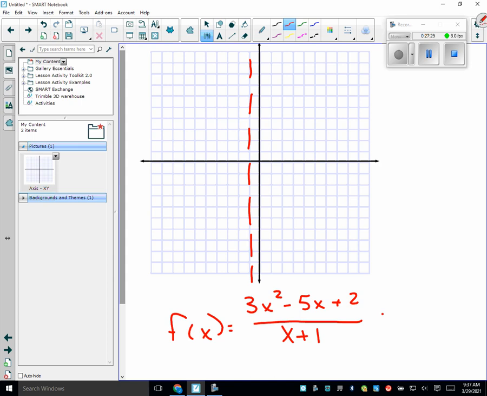Yes. If the top one's greater, if n is greater than m, there isn't a horizontal. That's what she said. There is a slant if n equals m plus 1. I will tell you on the test, you will have to draw a vertical, a horizontal, and a slant.